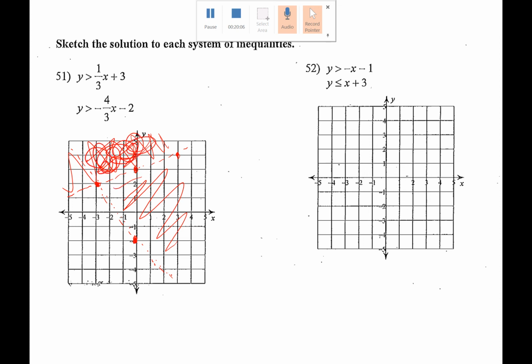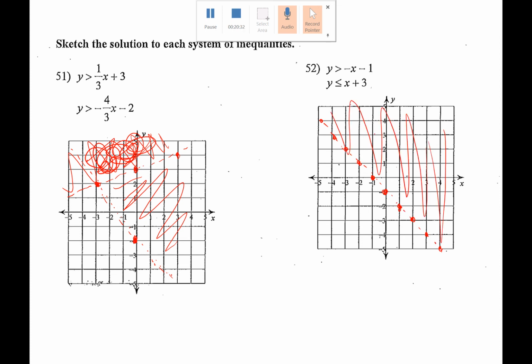Okay, for the last one, I'm going to start with the first one. I'm going to go -1 is my y-intercept, and that rise over run is down 1, run 1. So I can do a few on here actually. Okay, that one's still a dotted line that's greater than, and I'm going to shade above.